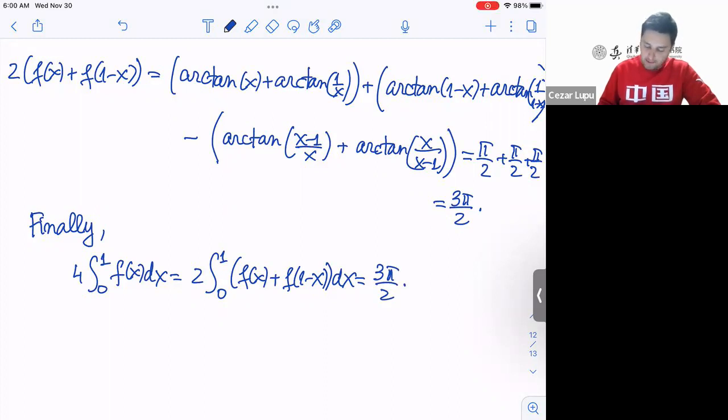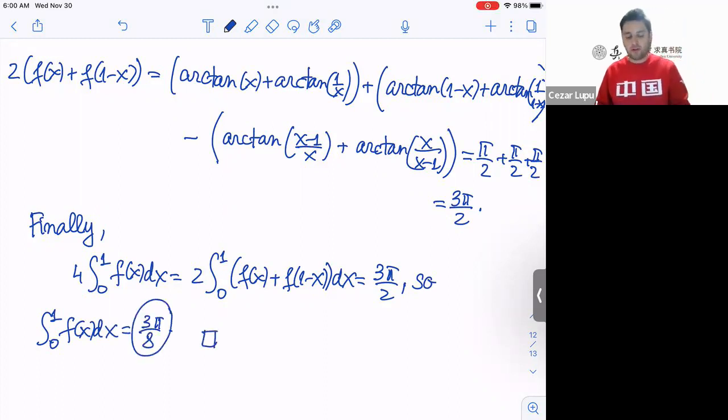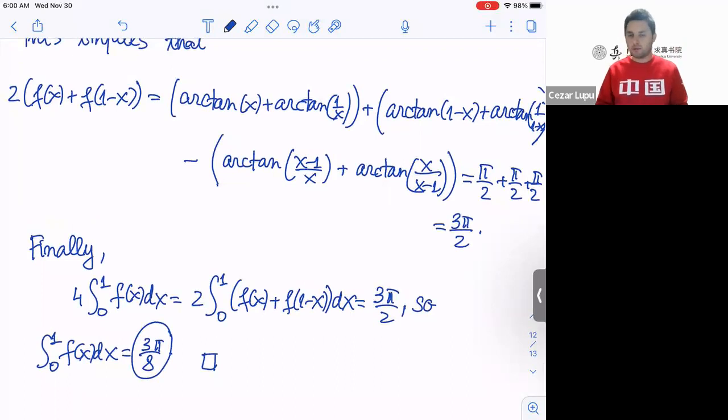So this means that the integral from 0 to 1 is nothing else than just 3 pi over 8, and that's it. So that's the final answer. So, a pretty standard problem. Well, like I said, you just need to be extra careful with 2 things. So this was the first problem.